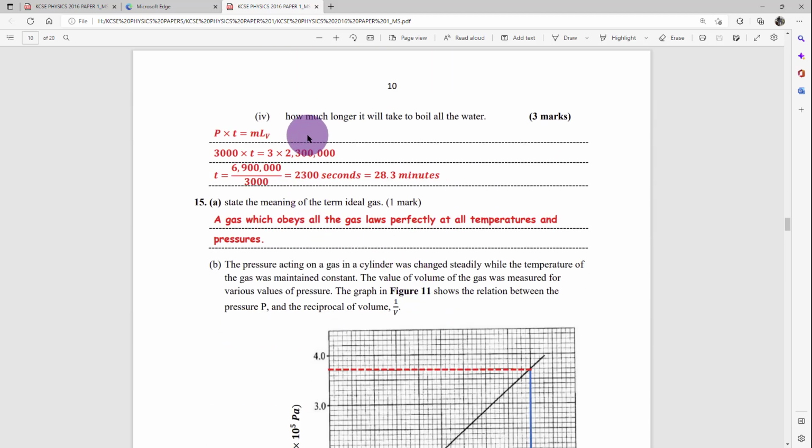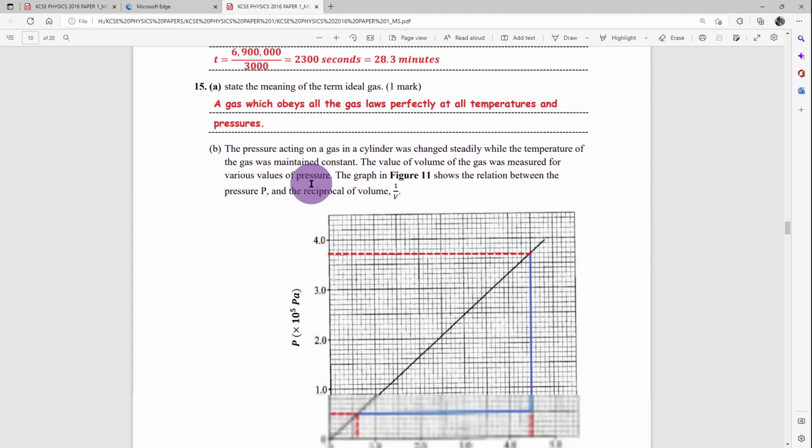Next, we are asked how much longer it will take to boil all the water. For the water to boil, we need to know that the heat provided by the heater goes into boiling all of it, mL_V. So 3000 times t is going to be equal to the mass times the specific latent heat of vaporization, and we get that time to be 28.3 minutes or 2300 seconds. So that question was just as simple as that.